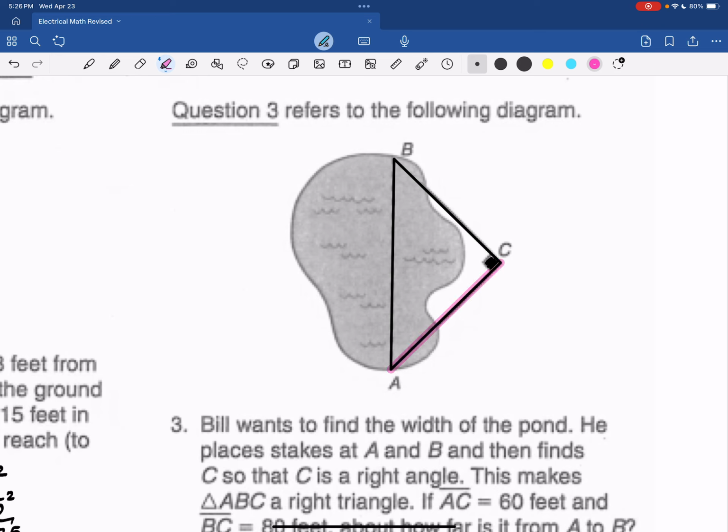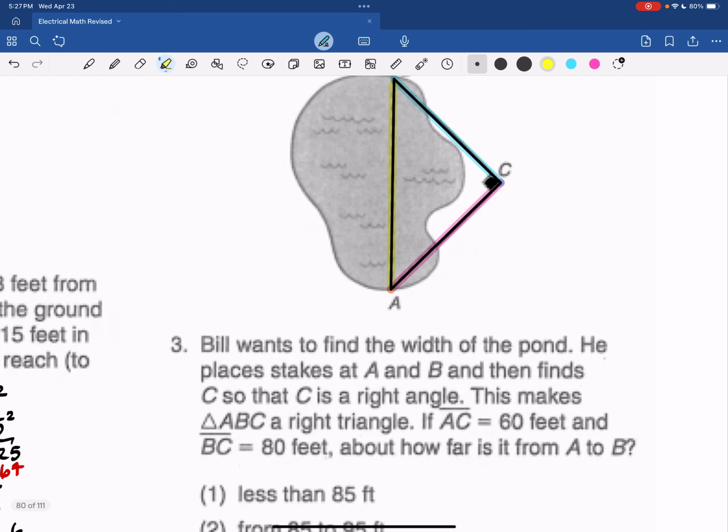There's a leg, and I know that because they're hooked to the right angle. And here's the hypotenuse. That's across from the right angle. So let's see what we're supposed to do with this.